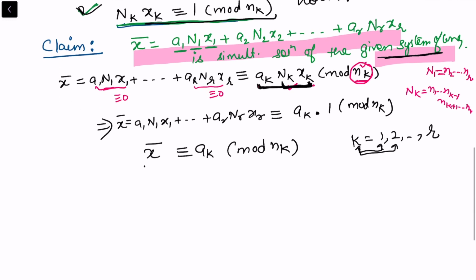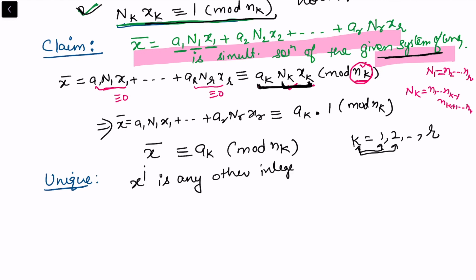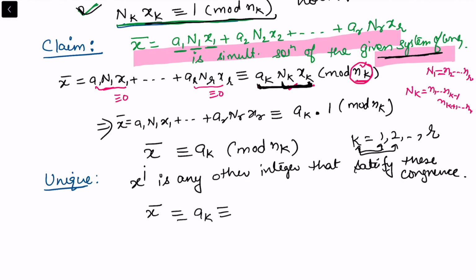And now we want to prove that it is unique also. Now let us prove the uniqueness. For the uniqueness, consider x dash to be any other solution, any other integer that satisfies these congruences. If it is an alternate solution, we know that x bar is congruent to ak, and x dash is also congruent to ak modulo nk, for k equal to 1 up till r.